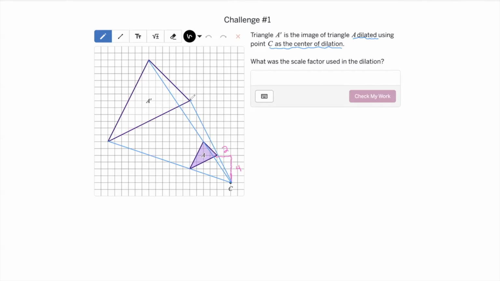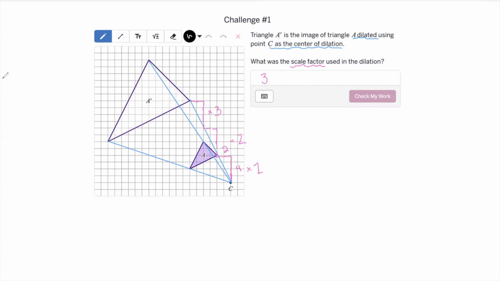And so I want to see how far it is from C to this point. So I go up 1, 2, 3, 4, just the same, 4 and over 1, 2. Okay. And then same thing, 1, 2, 3, 4, and over 2. So this is times 1, this is times 2, and this is times 3. So then our scale factor is 3. I think I could actually type that in, but I'm just going to write 3.